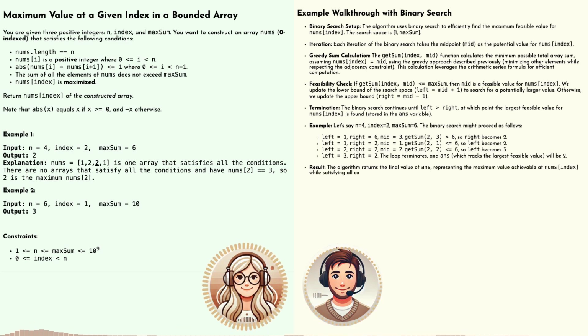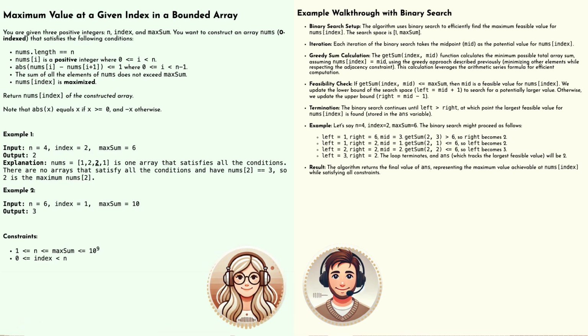Okay. So let's imagine we set our target index to have the value 3. Now, using our greedy approach and that formula we were talking about, we would calculate the minimum possible sum for the array with a 3 at the target index. And the array would probably look something like 1, 2, 3, 2. If you add all those up, the sum of that is 8. Right, and that's bigger than our maximum, which is 6. So 3 is too big. Exactly, 3 is too high for our target index.